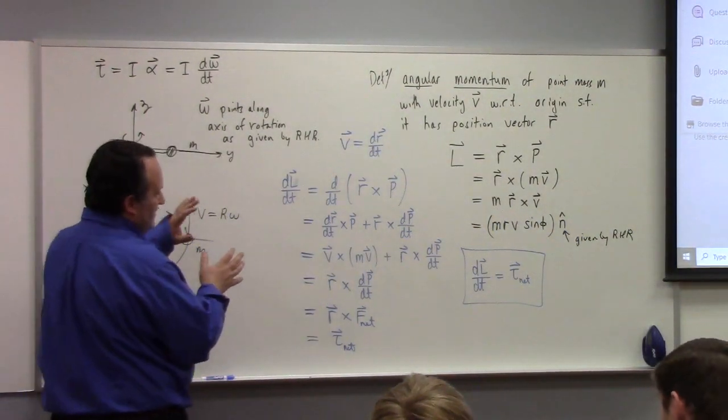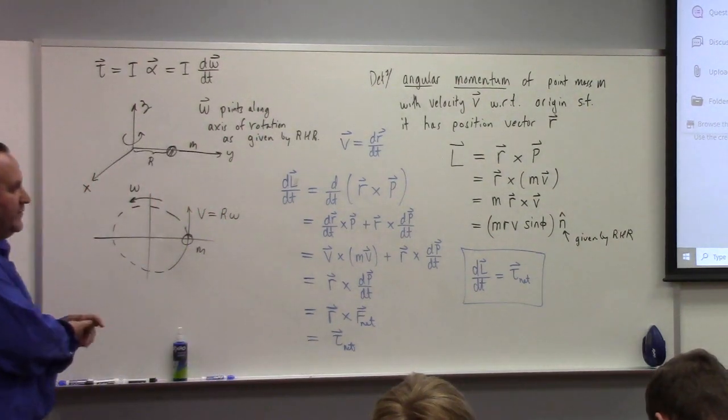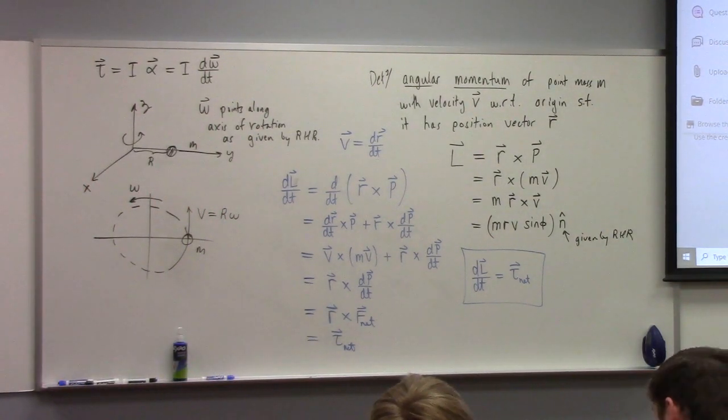Of course that's not especially interesting for just a single point mass, but it becomes more interesting when we're talking about a system of masses, where you can trade angular momentum from one part of the system to another, right?